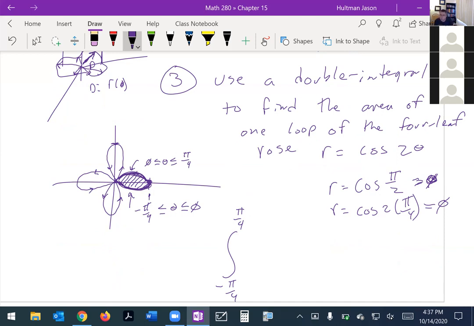You would think it's 0 to 1, but it's really not. It's 0 to cosine 2 theta. Because it's not always 1, right? What's dictating how far out we go? Well, it's the function. It's the function.